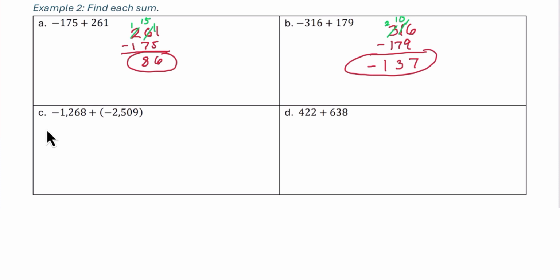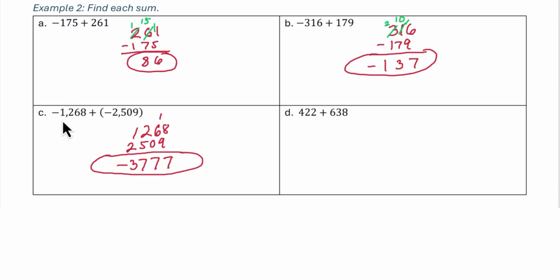Up next, we have two negative numbers that we're adding. 1,268, 2,509. Since they have the same sign, we're simply going to add these to begin with. We get 17, carry the 1, 7, 7, 3. And since both of the integers are negative, the sum must also be negative.